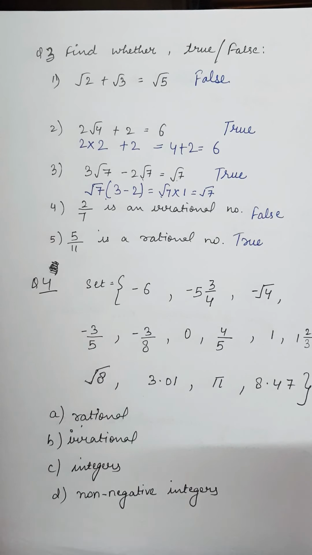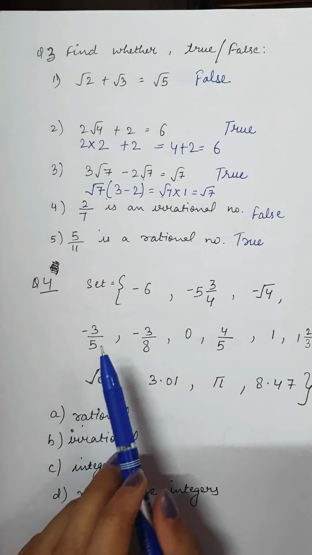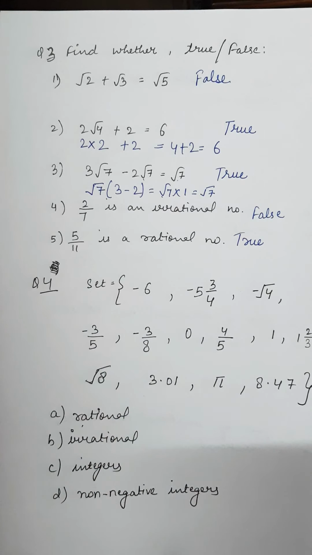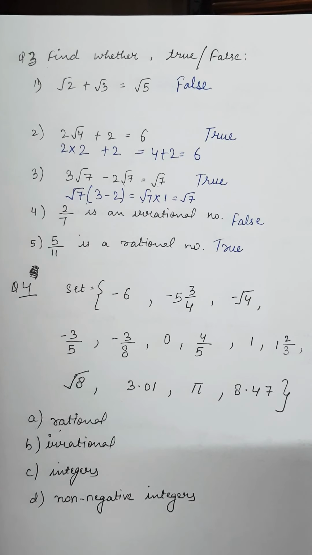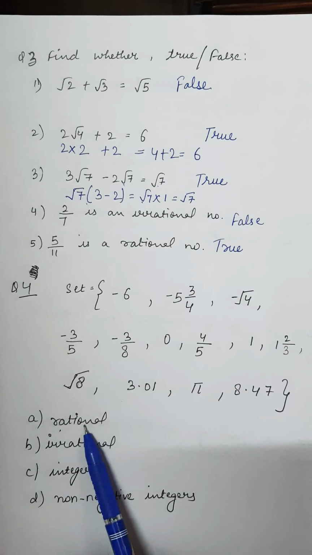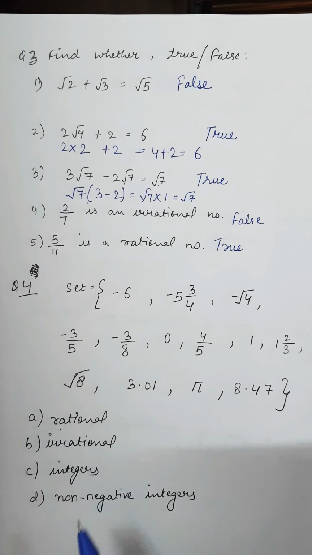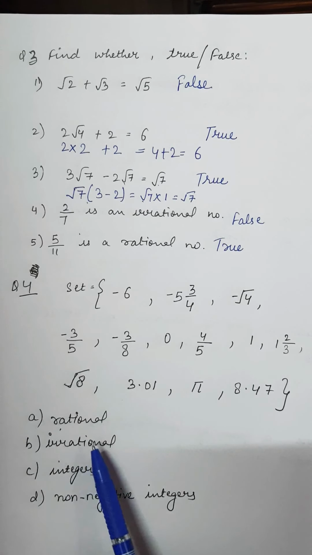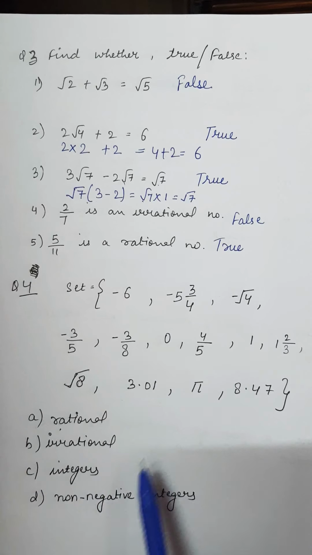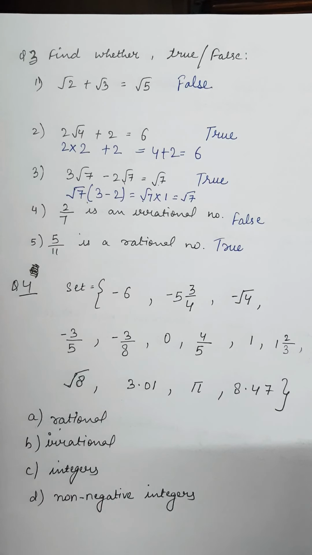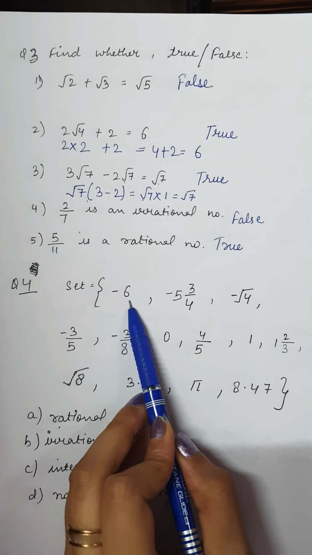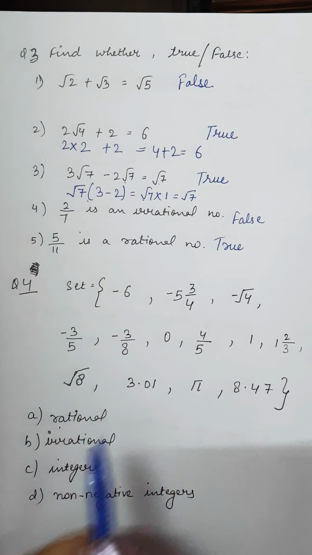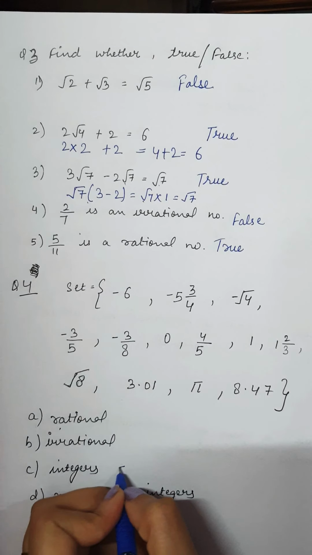Okay, now the next question is question number 4, a full-fledged big question. There is a set given. All the numbers of the set are given. We need to pick up rational numbers, irrational numbers, integers, and non-negative integers. So first of all, I think the easiest way is to pick up integers. So first let us write down integers. Minus 6. So let us do side by side. Minus 6 is an integer.